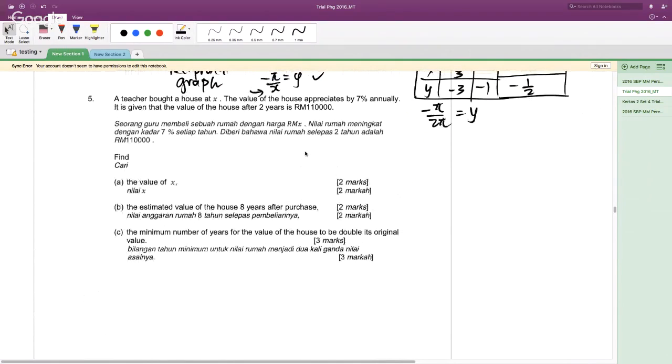The teacher bought a house X. Find the value of the house after it appreciates 7% annually. It's given that the value of the house after 2 years is 110,000.